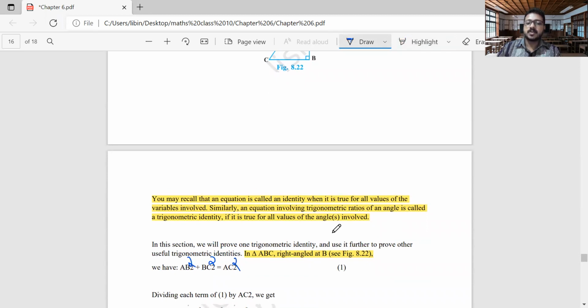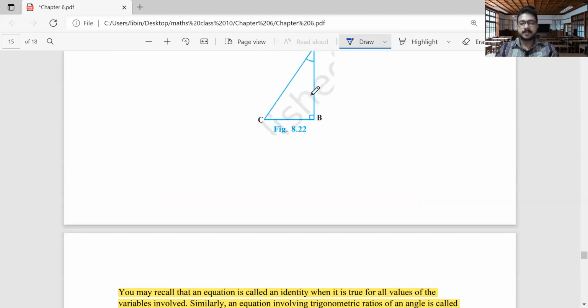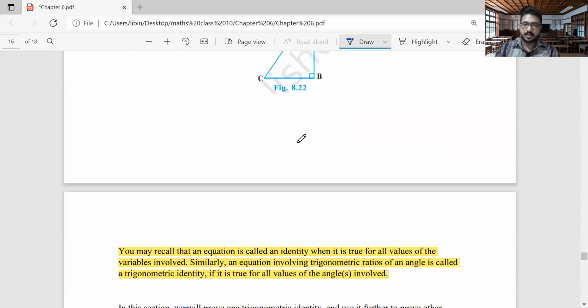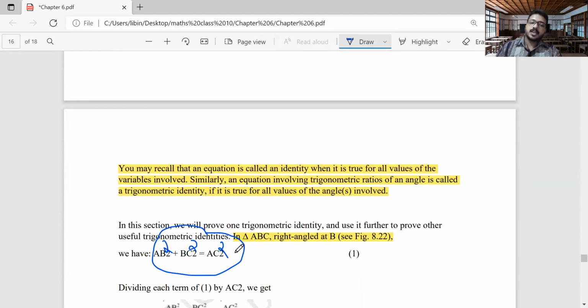Now we are dividing each term in equation 1 by AC squared. And just think why we are dividing it: because if we divide the RHS by AC squared, it will give you the result as 1.